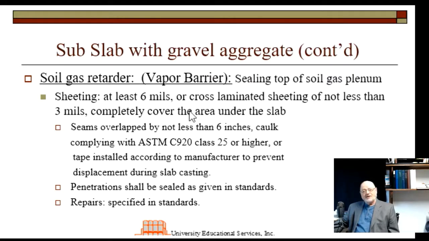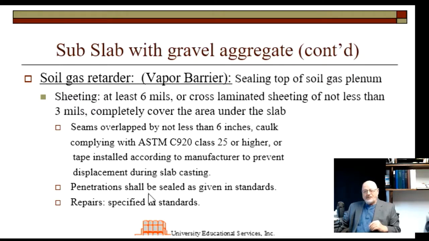It should completely cover the area under the slab. You should have the seams overlapping by at least 6 inches. And where the seams are, you can caulk it with this kind of caulking or tape the seams together. Tape that's recommended by the manufacturer. And that is there to prevent the plastic from moving around while you're pouring the concrete slab.